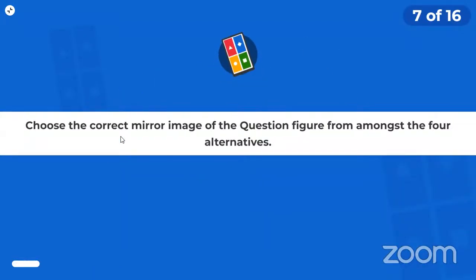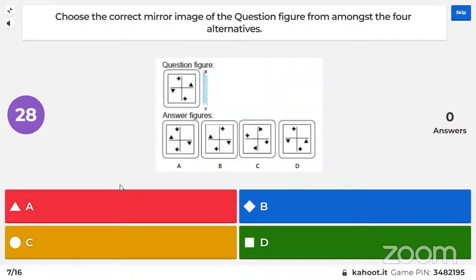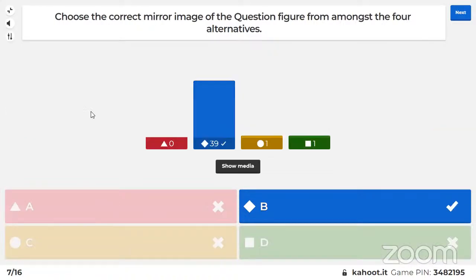So, seventh question. Choose the correct mirror image of the question figure from among the 4 alternatives. The answer is the image in B. I think almost everybody has answered it correctly.